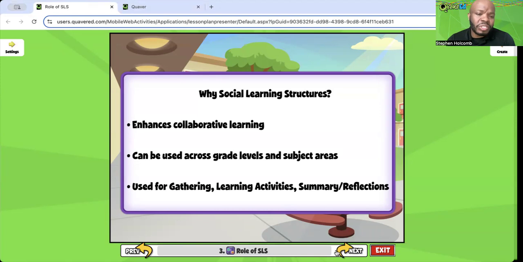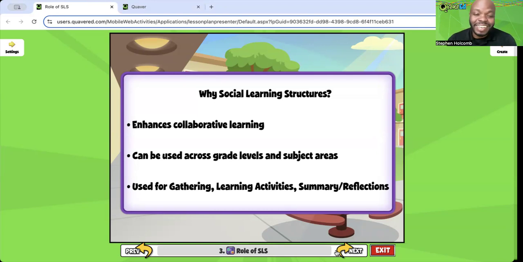Secondly, social learning structures can be used across grade levels and subject areas. So you may not have the Quaver Ready curriculum, but you could find yourself using this within a music classroom or even in a gym or outdoors. The idea is that you want to incorporate these in a way where students can collaborate and have wonderful discussions and ideas being shared with each other.